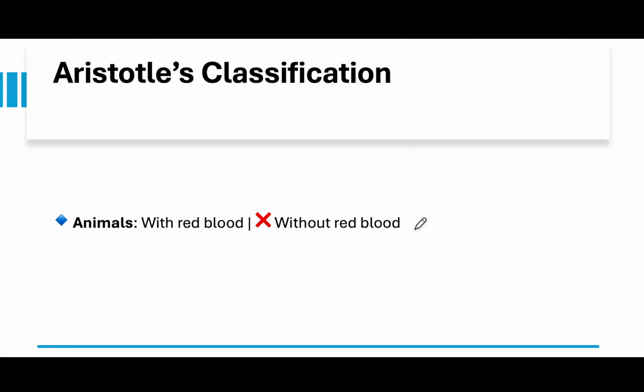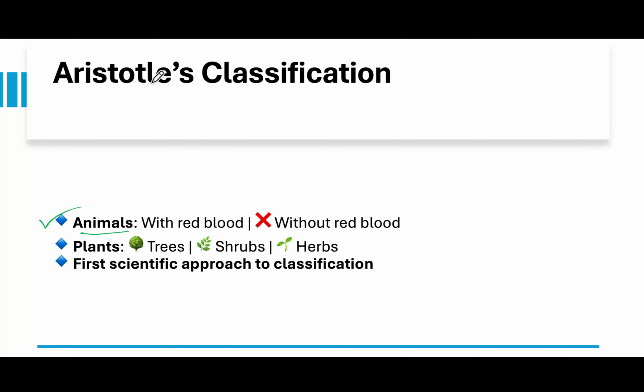These are the criteria or basis for classification of animals for Aristotle. Now what about plants? How did he classify plants again? He classified plants based on whether the plant is a tree, shrub, or herb.